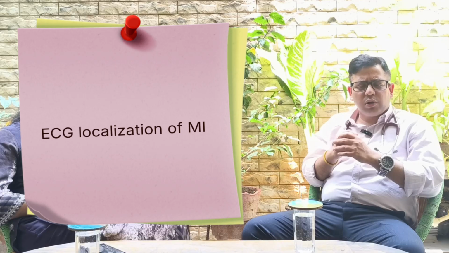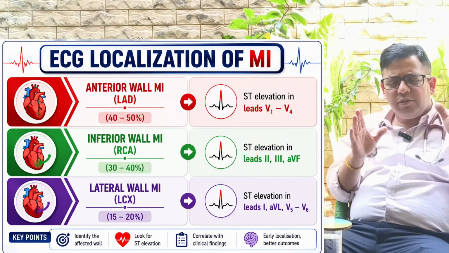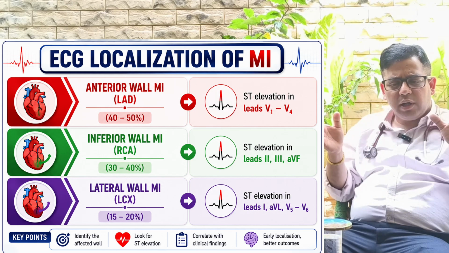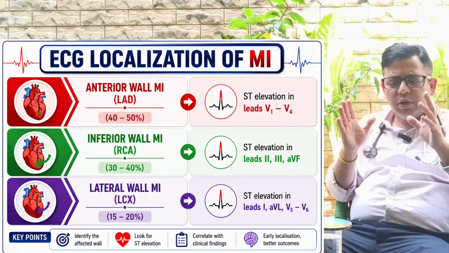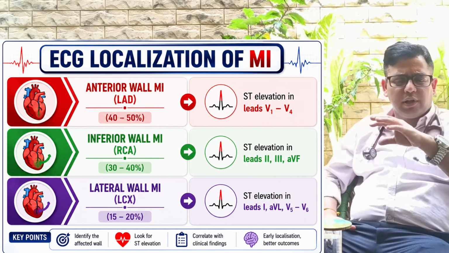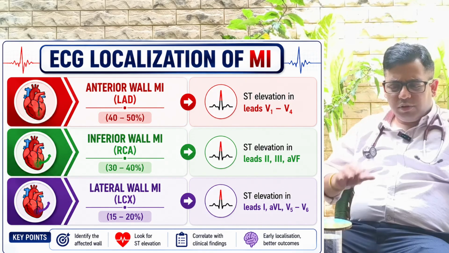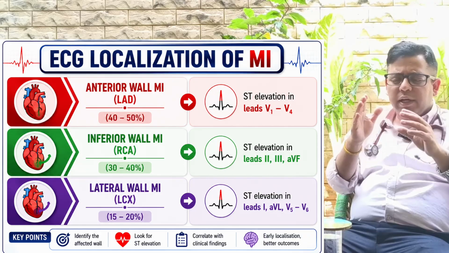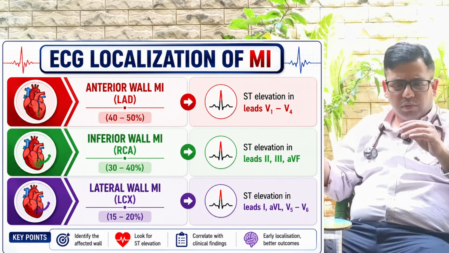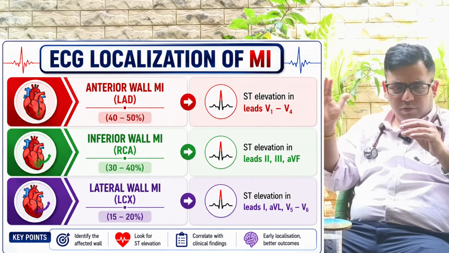Now coming to the second core concept, that is the ECG localization of the MI. From the ECG, we can locate the coronary artery which is leading to MI. The most common artery to get blocked is the left anterior descending, the LAD. If the LAD is engaged, which is in 40 to 50% of cases of infarct, then we'll get ST elevation in V1 to V4, and we might get a reciprocal ST depression in 2, 3 and AVF also in that case.